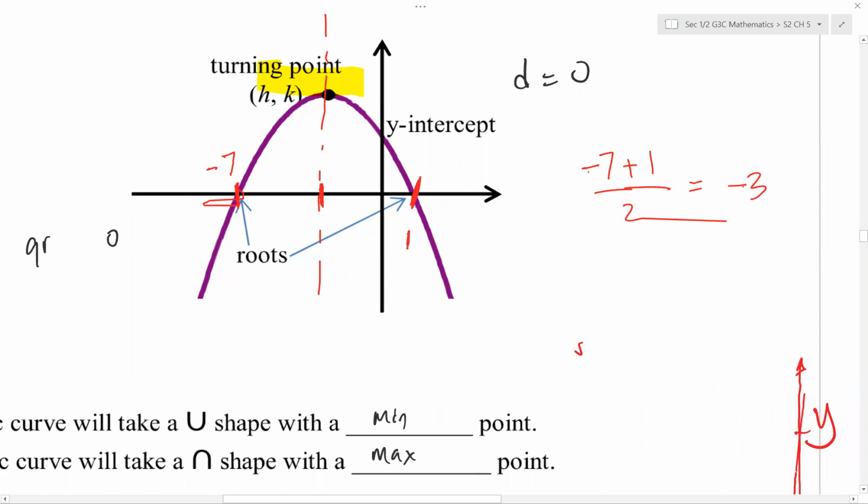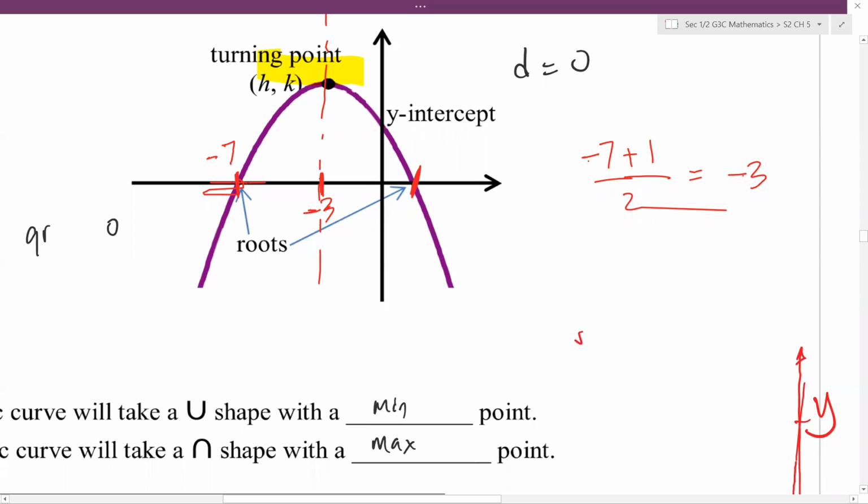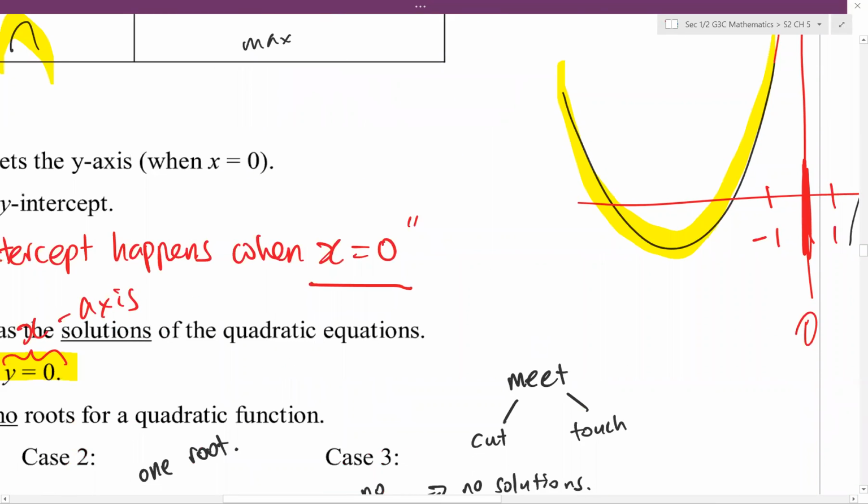So this tells me that this center is negative 3. Let's double check. How many units are there over here? 4 units. Over here, 4 units. So my line of symmetry is x equals negative 3. This is how you find the line of symmetry using the roots. And that's what we just found out earlier on for all cases.